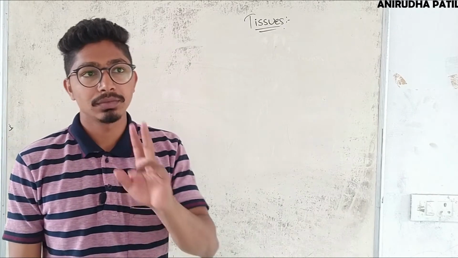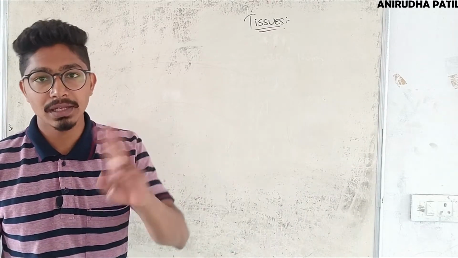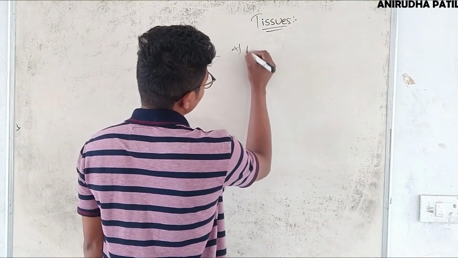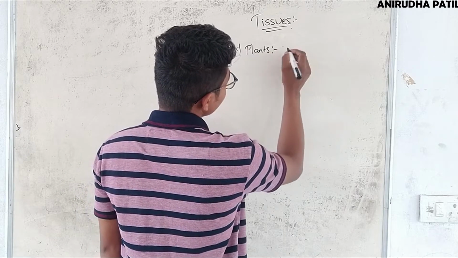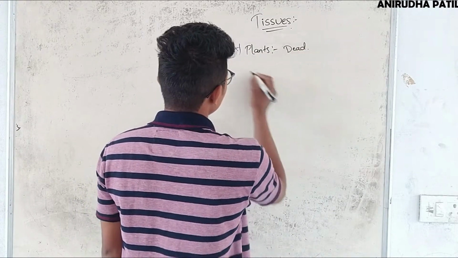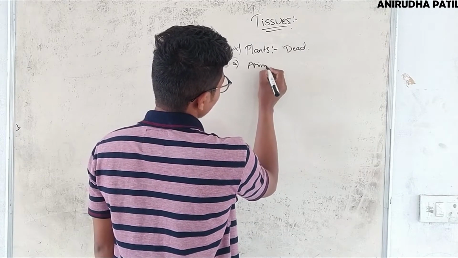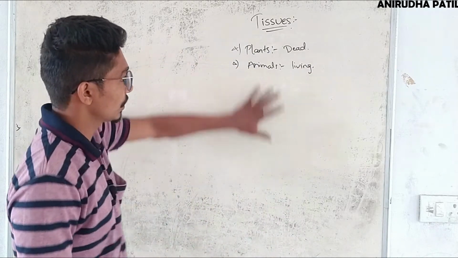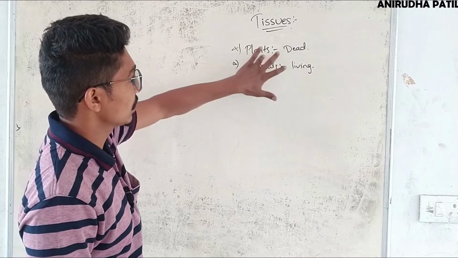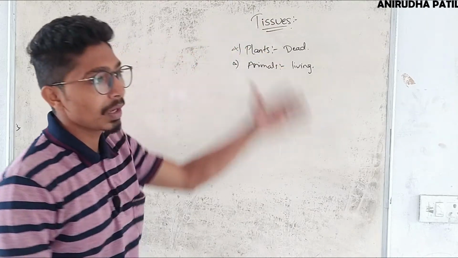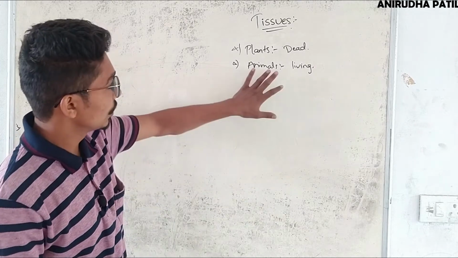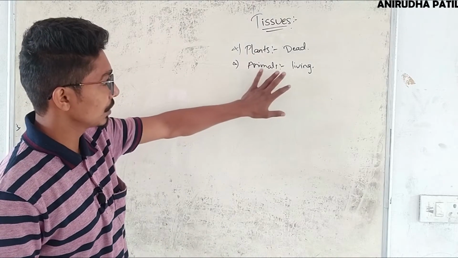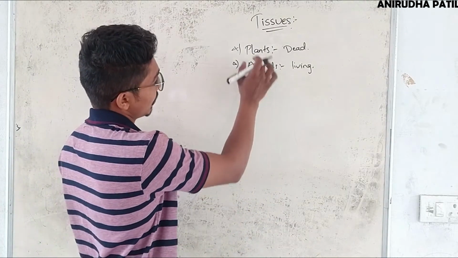Today we are going to learn about two types of tissues which are present in plant cells and animal cells. First we will study the tissues present in plant cells. In plants, most of the tissues are found in the form of dead cells, and in animals, the tissues are living, that is, the cells are living. Animals are locomotory and plants are stationary, so plants need tissues mainly for mechanical support. Since animals are moving, they need a lot of energy, so most of their tissues are living. Let's study one by one, starting with plants.